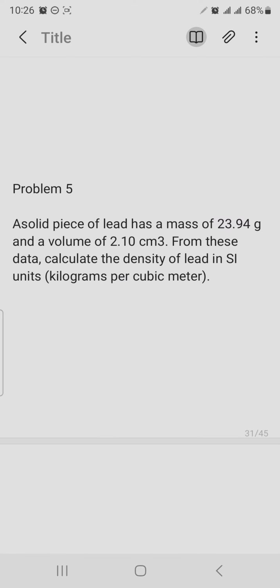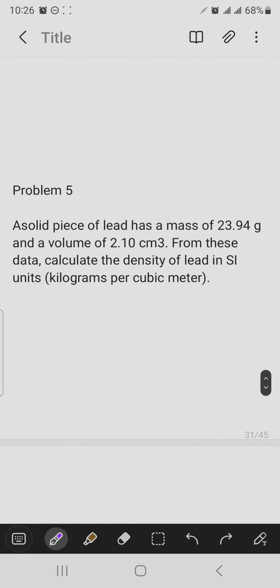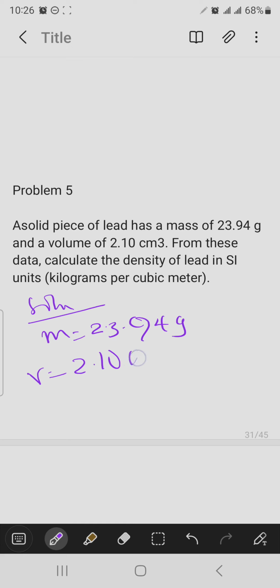Another question relating to what we've been doing before. It said a solid piece of land has a mass of 23.94 gram and a volume of 2.10 centimeter cube. From this data, calculate the density of land in SI units. You know, SI units is going to be kilogram per meter cube. This one is supposed to be in kilogram, this one in meter cube.